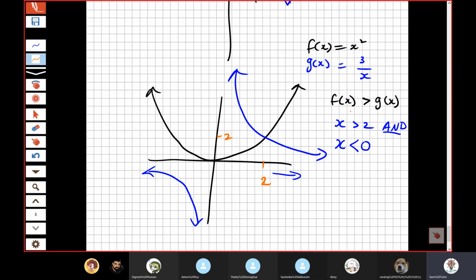So that would be a case like this. If the question said, at what points would x squared be bigger than 3 on x? X squared being greater than 3 on x. That's all they're trying to say. Where is the parabola higher than the hyperbola? Another way could be, they could make it look weird. There, x squared take away 3 on x is greater than 0. But they all still mean the same thing.